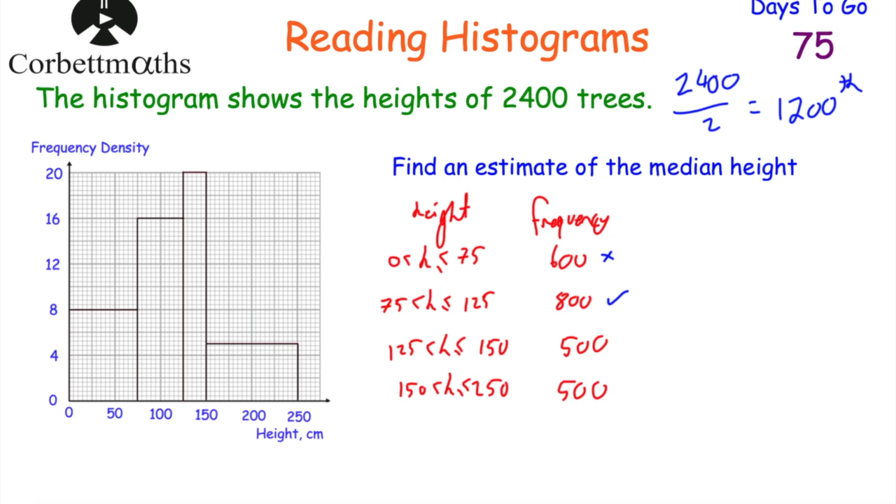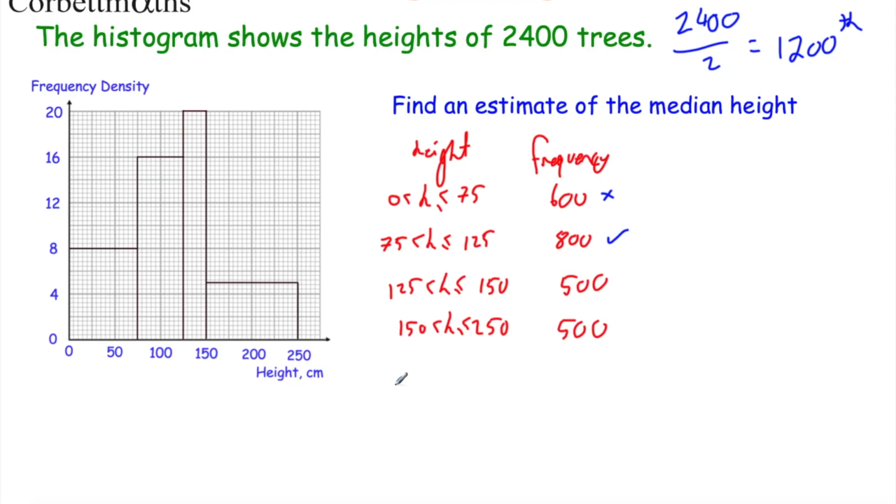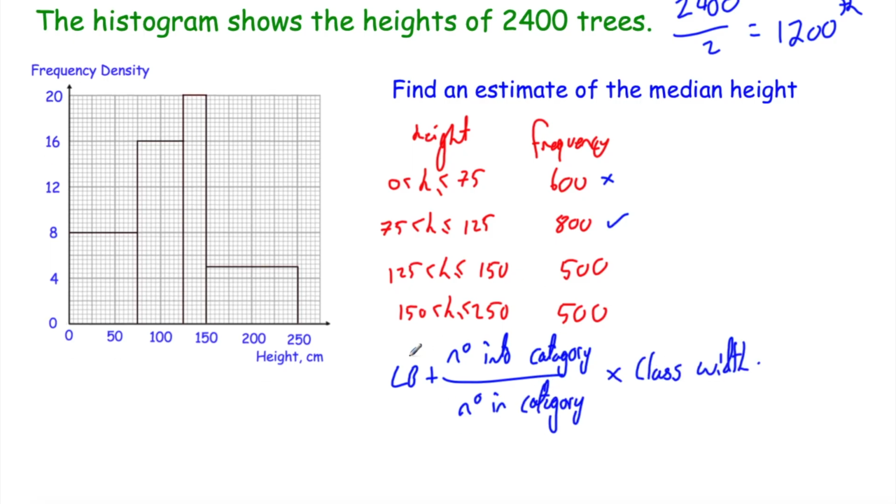Okay, so now we're going to use linear interpolation. That is the lower bound plus the number into that category over the number in the category times the class width. In terms of this category, the lower bound is 75, so it's 75 plus the number into the category. Well, we're looking for the 1,200th tree. We've gone 600 so far, so we need to go another 600. So we need to go 600 into the category, so 600 into the category over the number in the category.